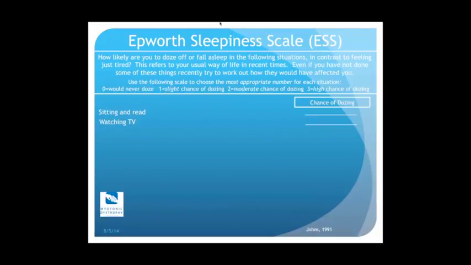Watching TV. And this is in recent times, and if you haven't been in any of these situations in recent times, you can let your mind be a little creative and just think, if you were to find yourself in that situation, how would you behave?